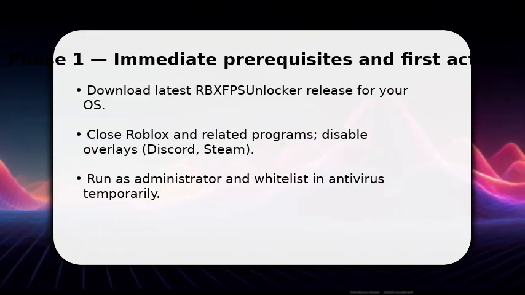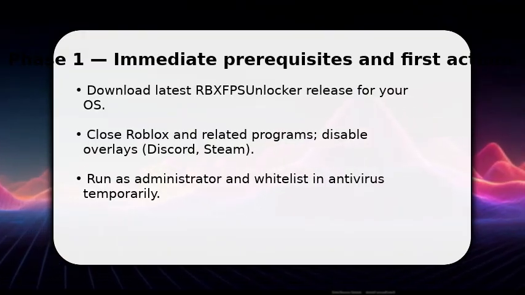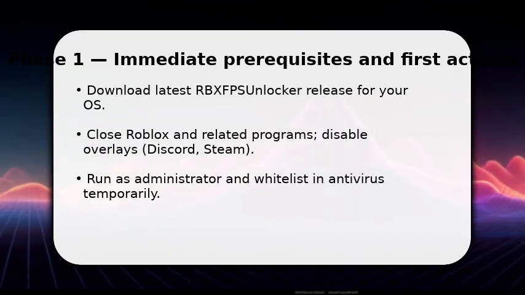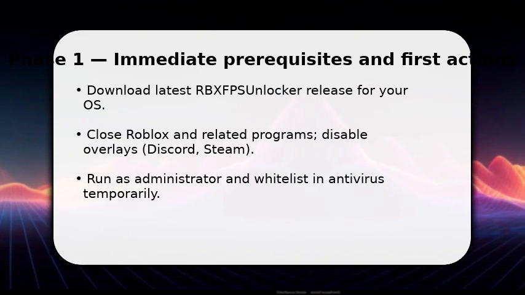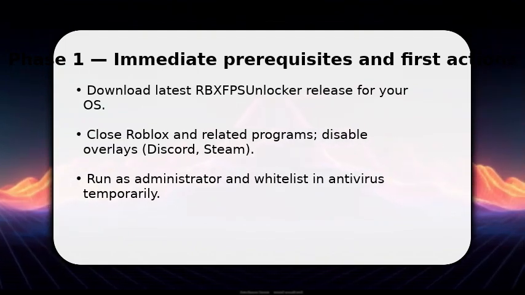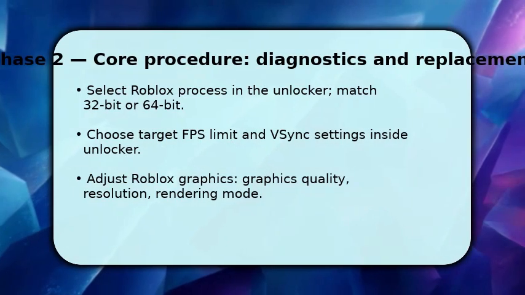Next, run the unlocker as administrator so it can access Roblox process memory. Make sure your antivirus or Windows Defender isn't quarantining files, and add a temporary exception to avoid automatic blocking while you test functionality. You now focus on configuration.